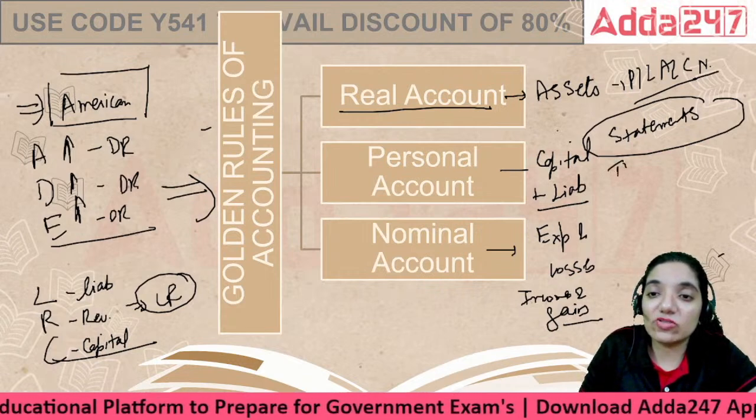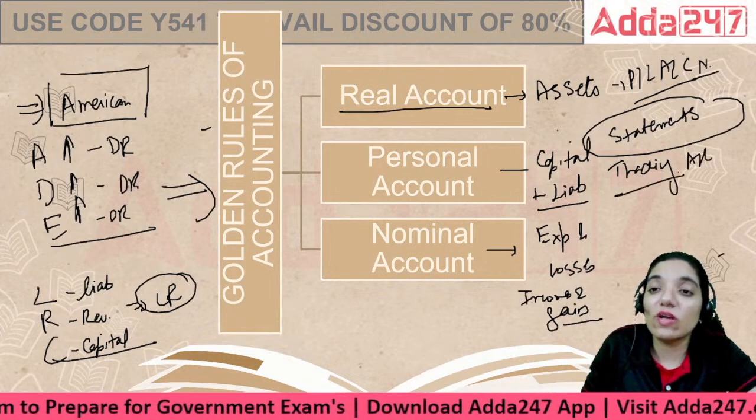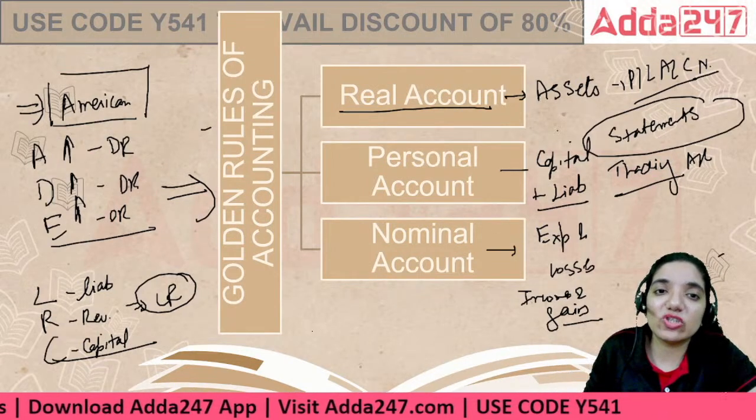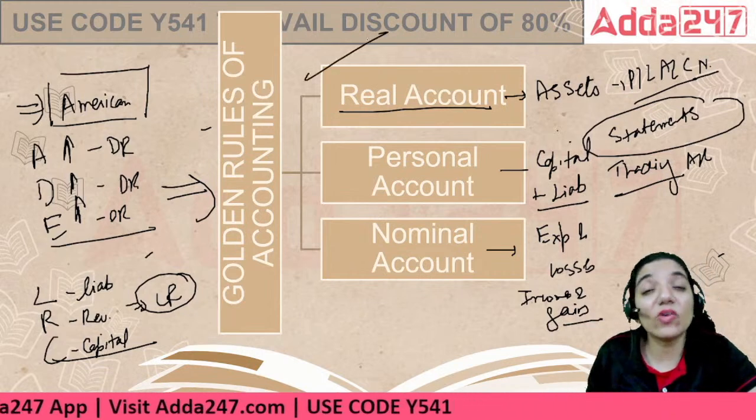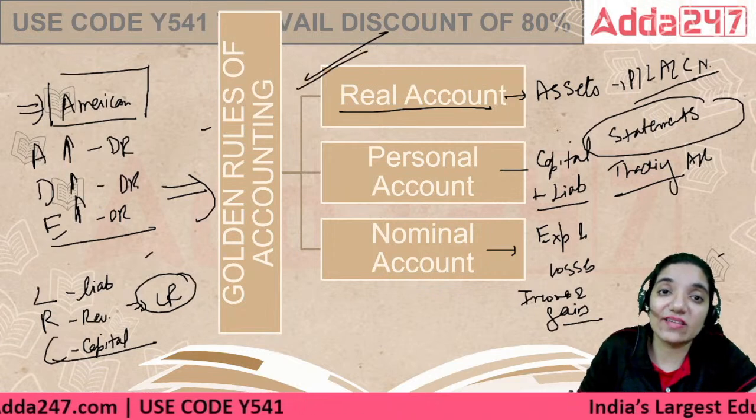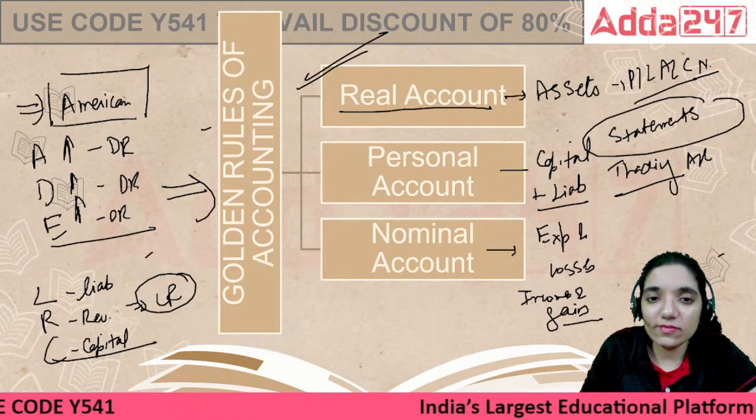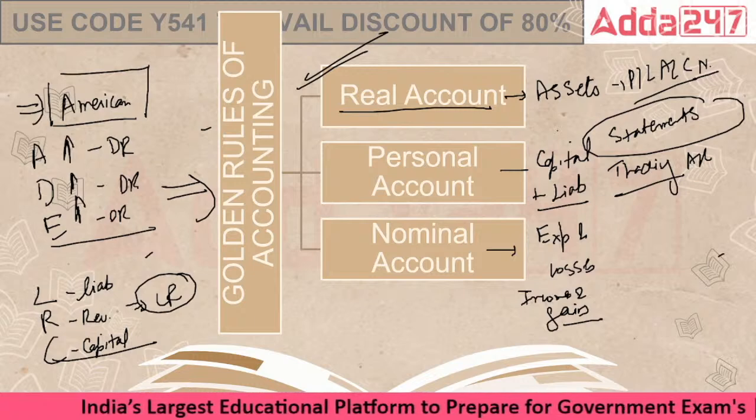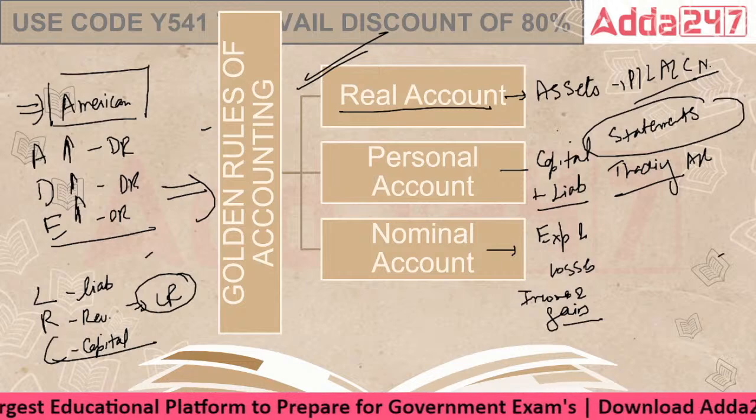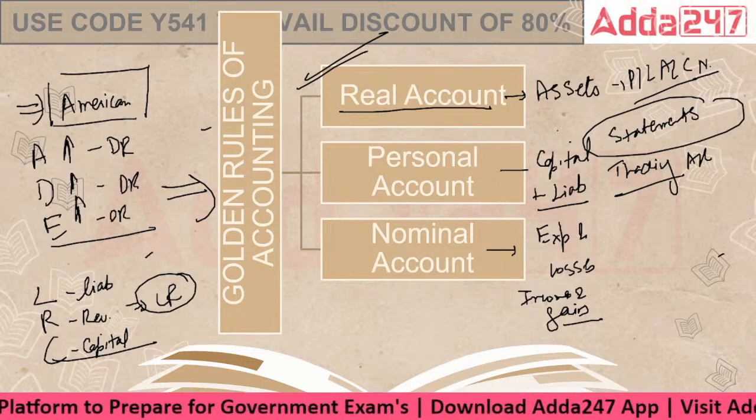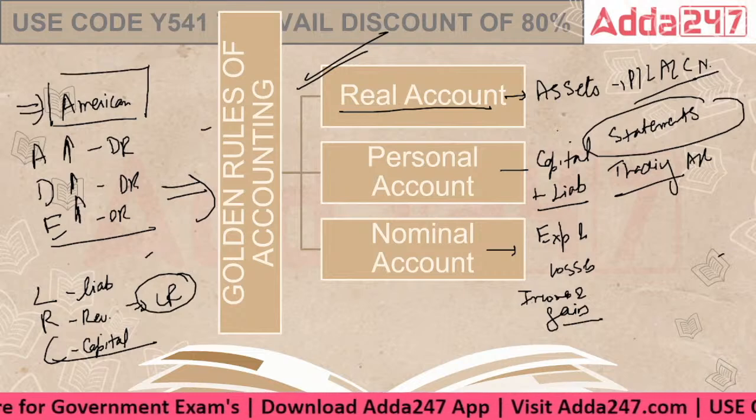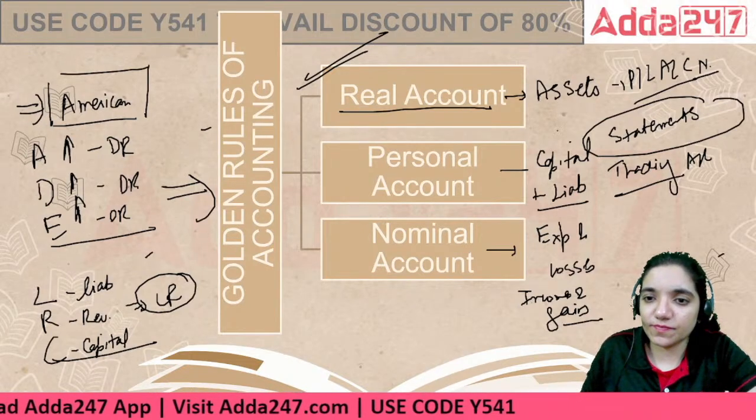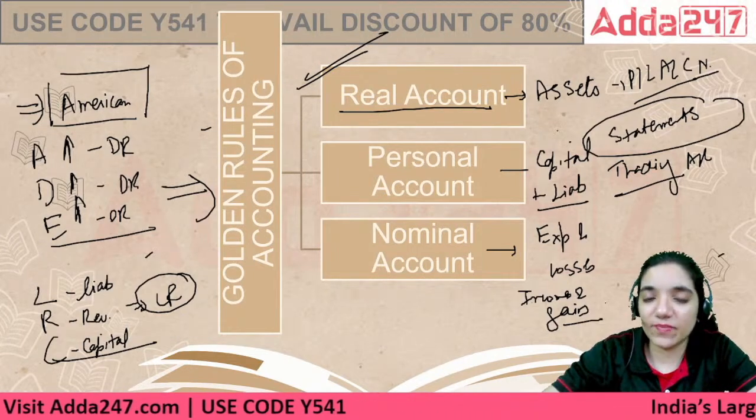Okay, let's talk about the trading account. Trading account is again a nominal account. So various accounts and then their nature can be asked. For example, what is the nature of machinery? You will say machinery is an asset, so it is basically real. Goodwill, it is an intangible asset, but it is still considered as a real account. So these are the natures of various accounts. Now let's move on.